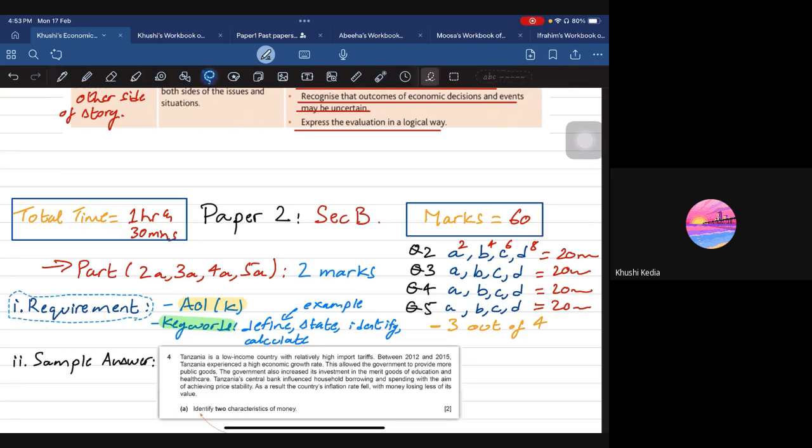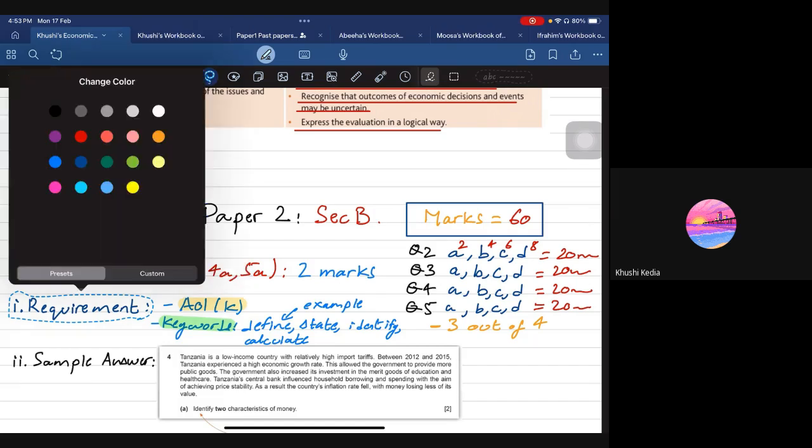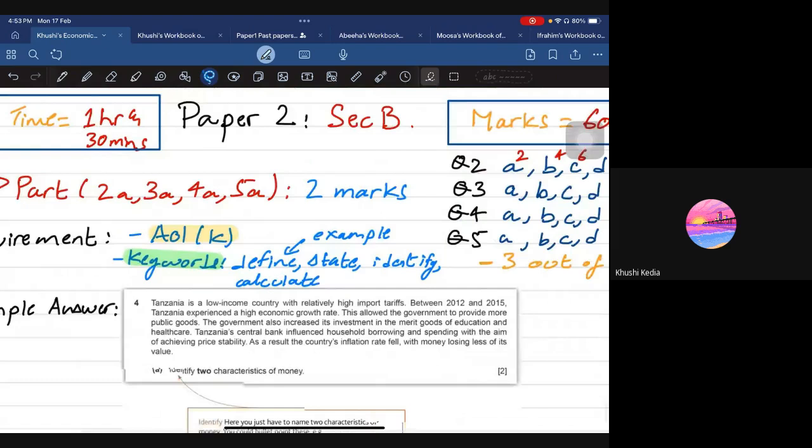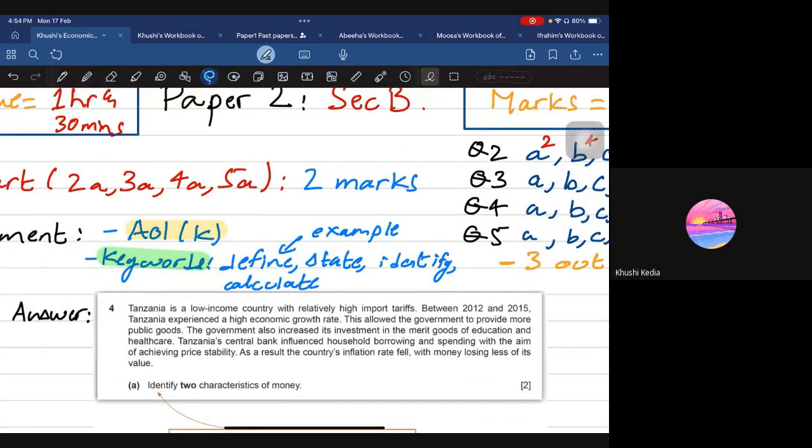So the sample question that we have on our screen says, identify two characteristics of money. So first of all, when you are identifying two characteristics of money, what is the key word here, Khushi? Identify. Yes. So the key word used is identify.